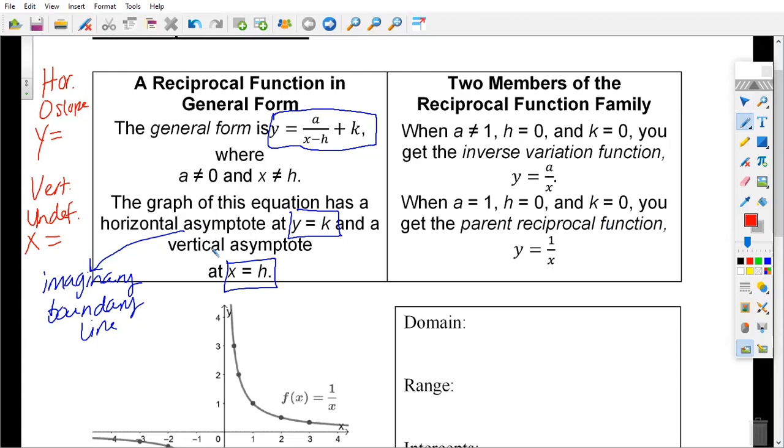All right. So, with that being said, that's why your horizontal asymptote is y equals a value, and your vertical asymptote is x equals a value. Okay.